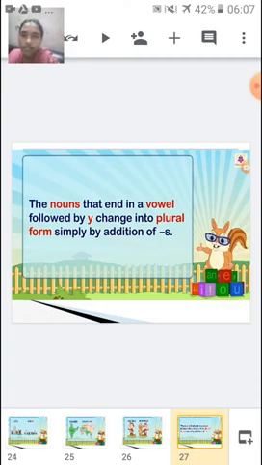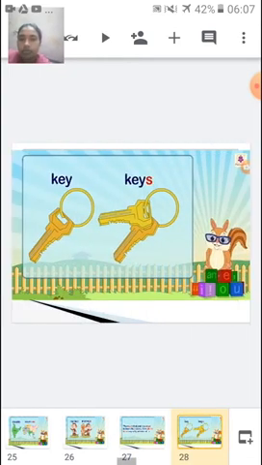So what are the vowels, children? A, E, I, O, U. So those are the vowels. So when a noun ends with a vowel followed by a Y, the plural form is made by the addition of S. Okay, so let us see an example. See here, E is a vowel followed by Y. So the plural form of key will be keys.